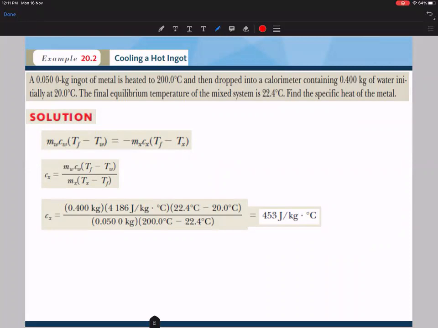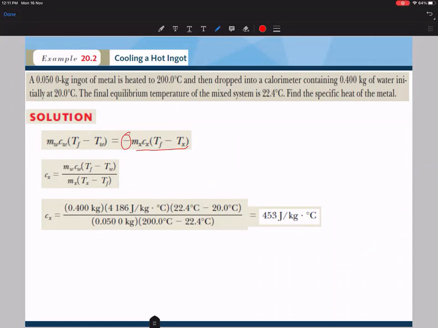Not sure if you have learned all this, so just a quick explanation. The left-hand side corresponds to the energy gained by the water, and the right-hand side, without the minus sign, refers to the heat energy lost by the hot metal, which is at 200 degrees C at the beginning.